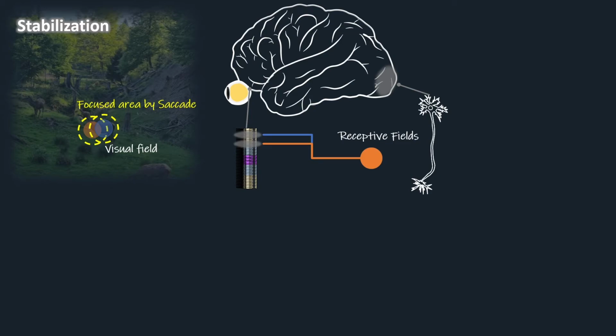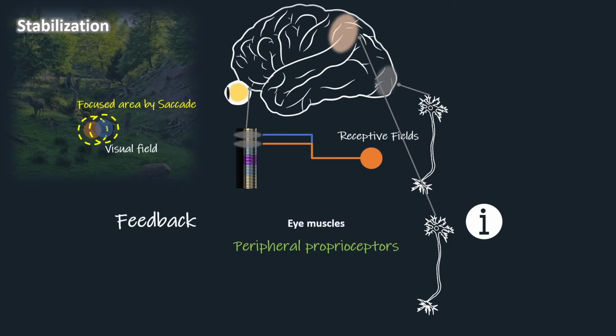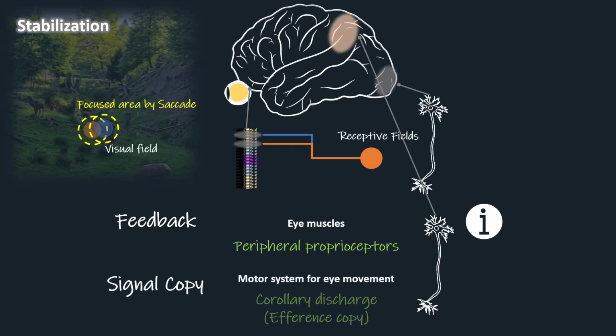Second, because the new receptive field position after a saccade depends on the amplitude and direction of the saccade, the parietal neurons must have advance information about the saccade. There are two potential sources of this information. One is the feedback to the brain from the proprioceptors in the eye muscles that could inform the brain that the eye is moving. The second potential source is the motor system that controls the movement of the eyes.